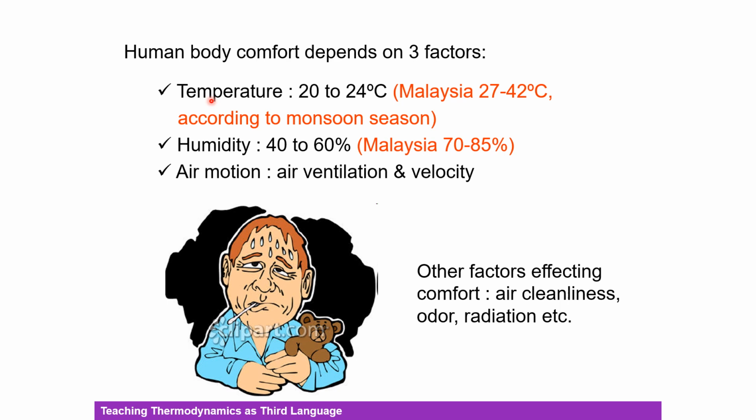So as you can see from the slide here, the comfort of the human body depends primarily on these three factors. The temperature that we are comfortable in should be maintained between 20 to 24 degrees Celsius, and you can use air conditioning easily to maintain this. In a hot climate country like Malaysia, we use air conditioning to absorb the heat out of the confined space and reject it outside into the surroundings.